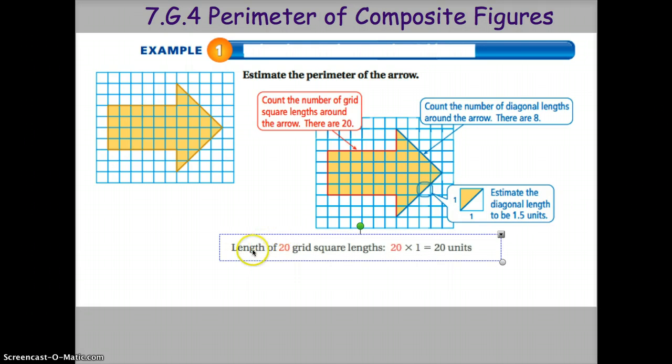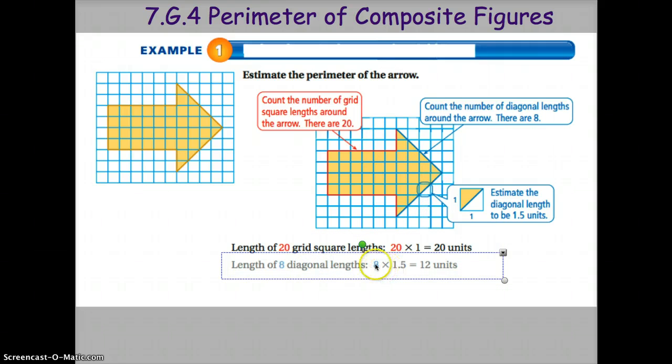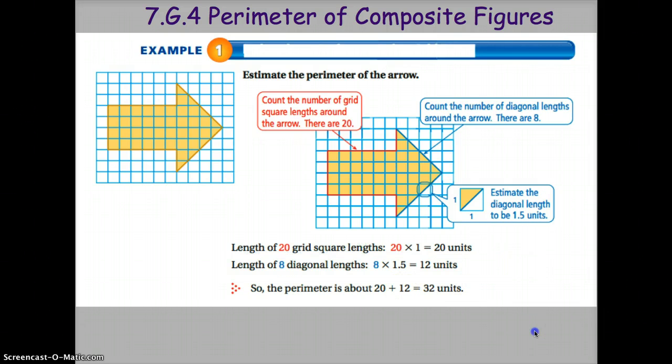We have first the length of 20 grid square lengths times 1, because each of them just represents 1 unit, is 20 units. Now for the blue portion of the arrow, notice they were each 1.5. So we do 8 times 1.5 and we get 12 units. So the red portion has a perimeter of 20, the blue portion has a perimeter of 12, and putting them together, the perimeter is about 20 plus 12, which would make it 32 units.